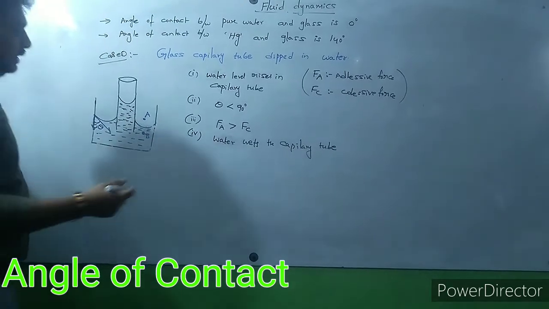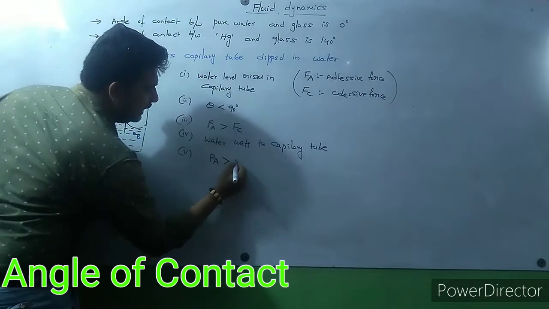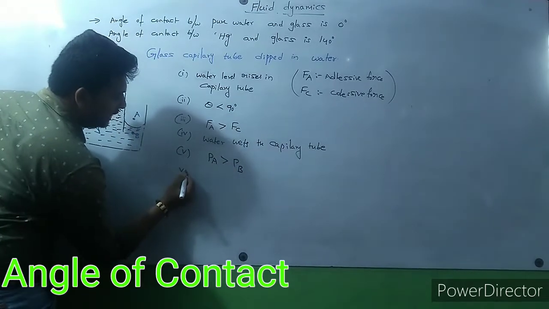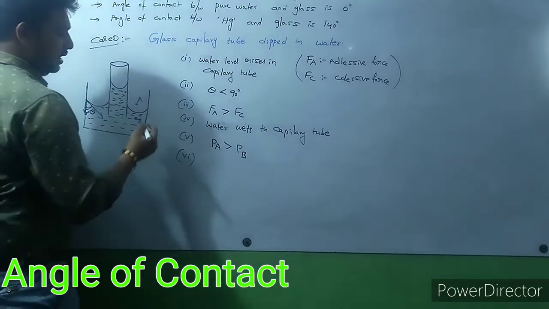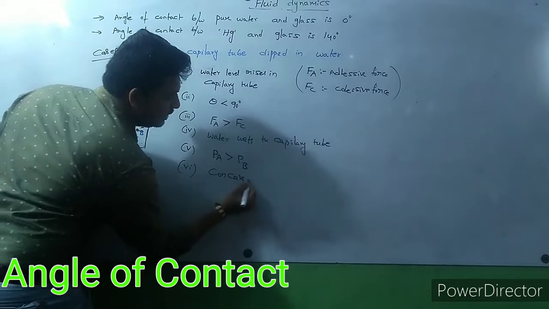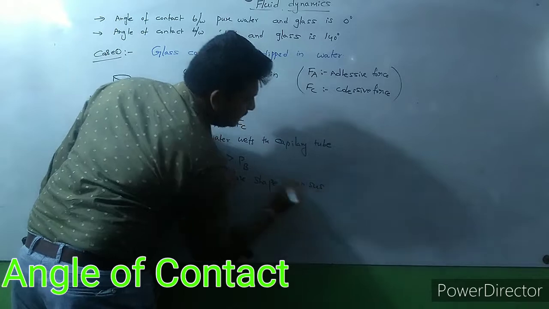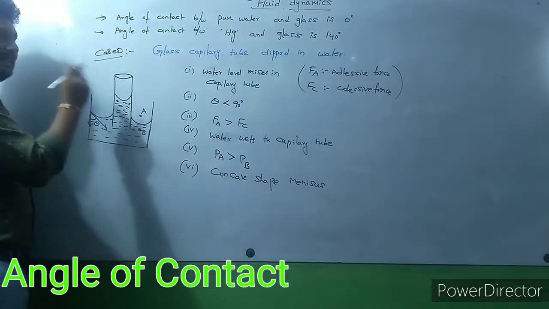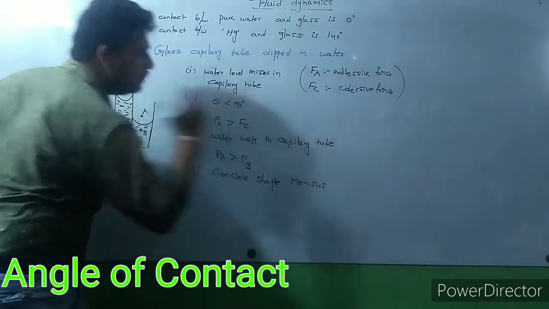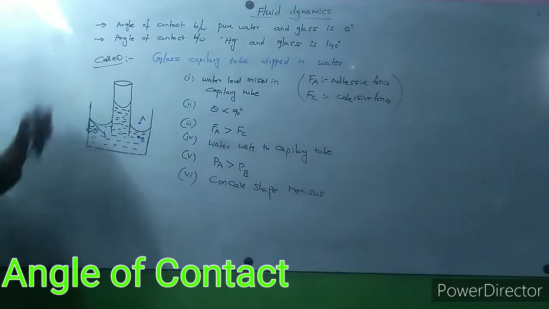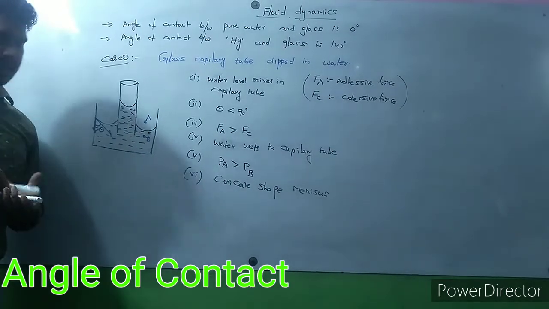Fifth point: pressure at A is greater than pressure at B. And the sixth one is the meniscus. What meniscus does it form? A concave meniscus. This shape is called the meniscus, and it is concave, so a concave meniscus is formed here. So this is case 1, a glass capillary tube dipped in water.